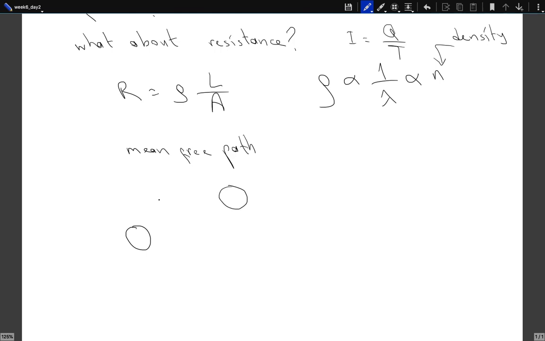And then if your system is made up of many such electrons, let's say this one is moving with a velocity v. If it has a radius r, you can imagine a cylinder around this particle with a radius 2r, such that if the center of any other particle is within this cylinder, they will collide. So this particle will not collide with this one, but it will collide with this one.